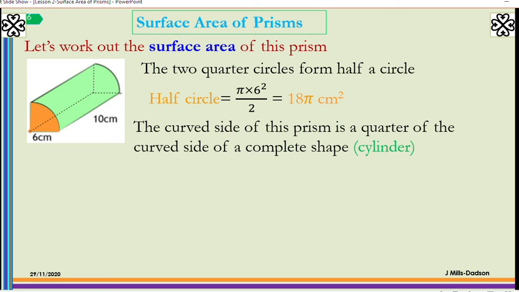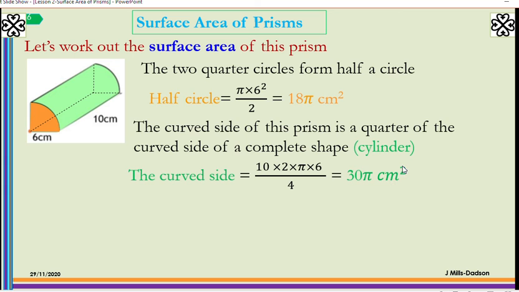So I'm going to do a complete cylinder, the curved side. Remember, the complete cylinder we said is the height times what? Circumference. When you split a cylinder open, you get a rectangle. Dimension is the circumference by the height. So curved side is the height times the circumference, 2 pi r. Then I'm going to divide it by 4 because that represents a quarter. That gives me 30 pi.